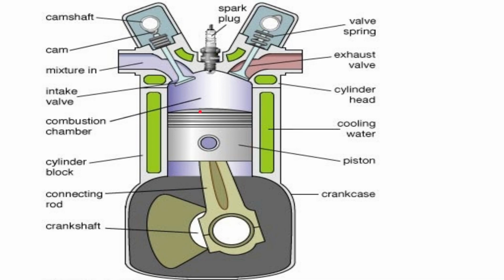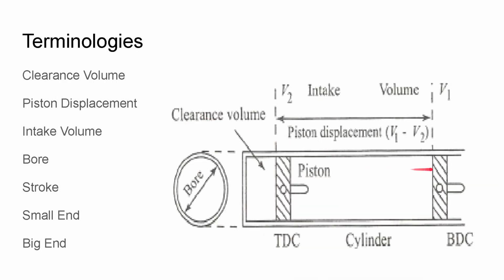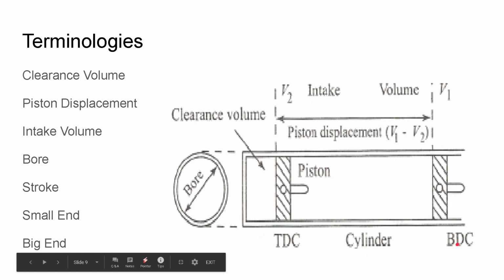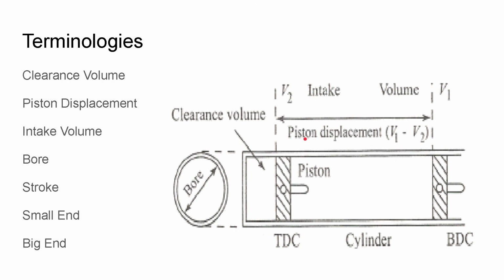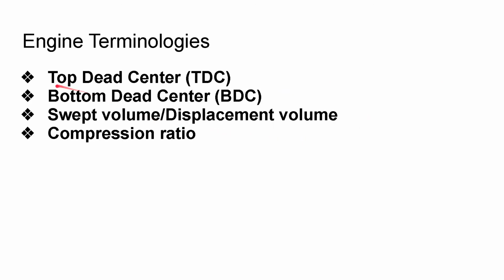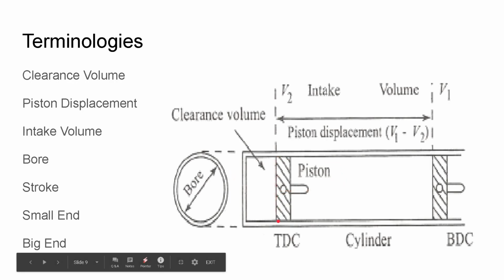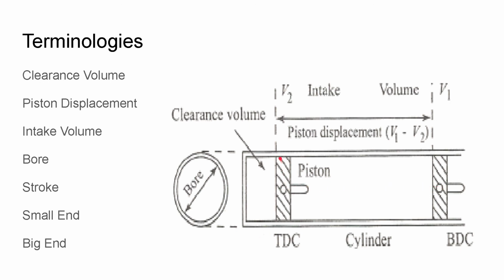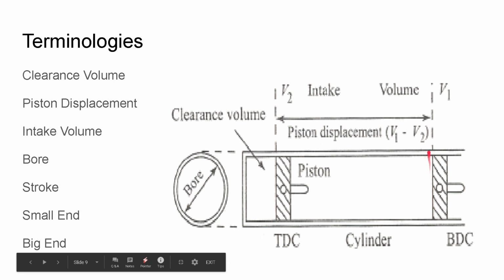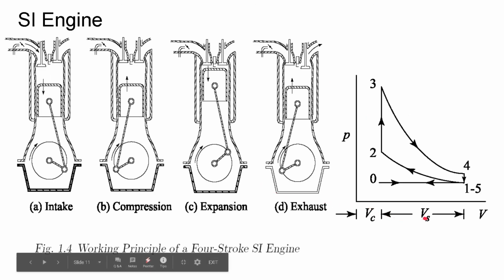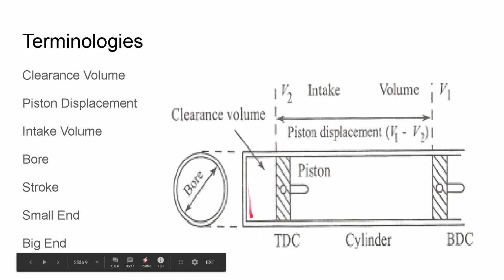Then we have the stroke. Stroke means the movement of a piston from TDC to BDC or BDC to TDC. Stroke length means the length covered. Then the stroke volume, or displacement volume or swept volume, means the volume covered by the piston in the movement from TDC to BDC or BDC to TDC. So it will cover only this much volume. This is the clearance volume. This is called Vs, this is called Vc, and the total volume is Vs plus Vc.